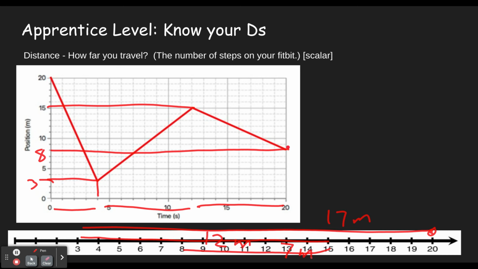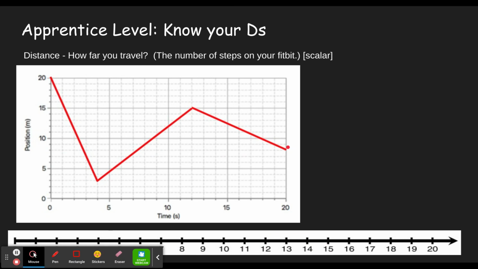Okay, so if we add those all together, 17 meters plus 12 meters plus 7 meters, we will get our total, which would be 36 meters. Should have units on everything. All right, and so that's how you do distance. The total distance is the distance of each leg added up together.